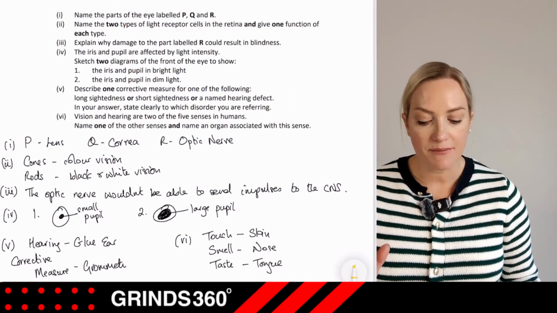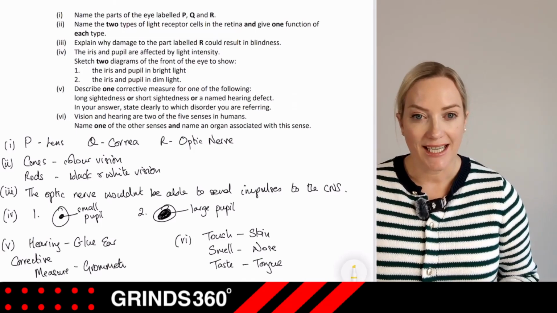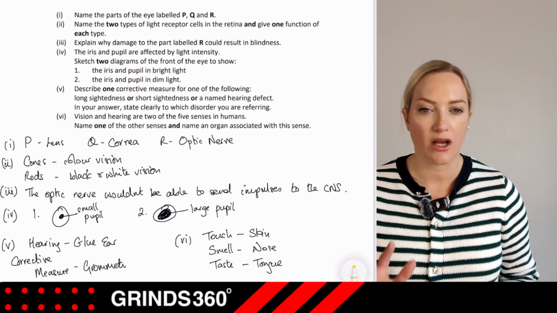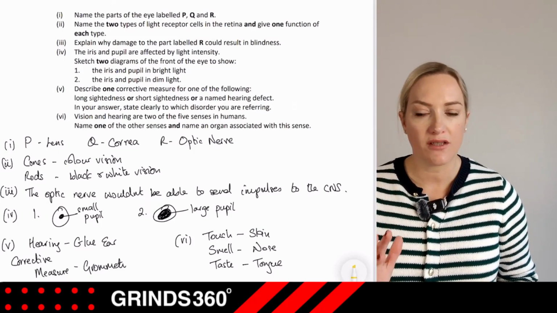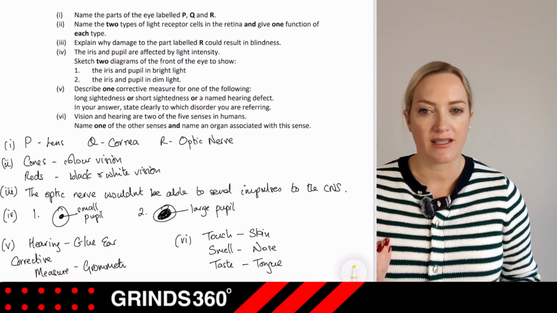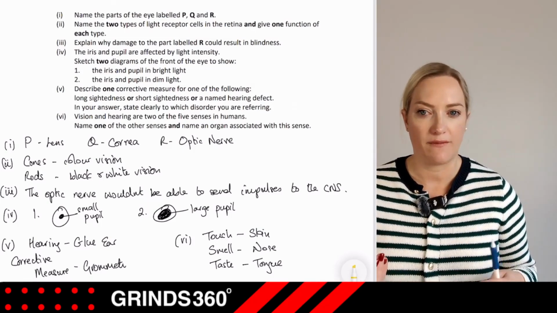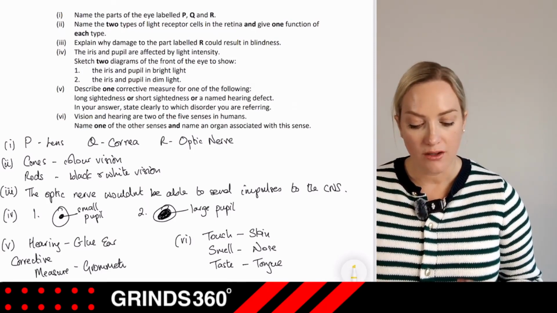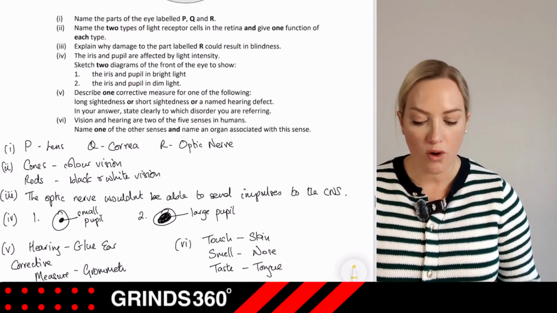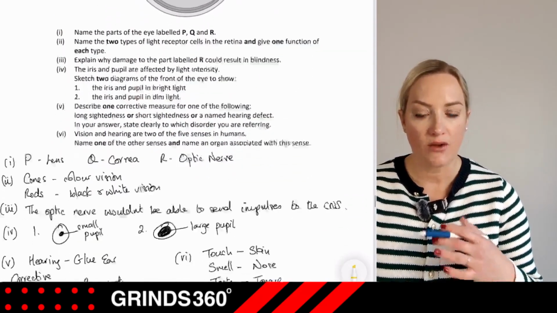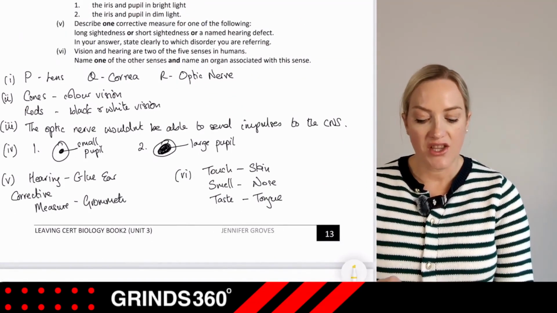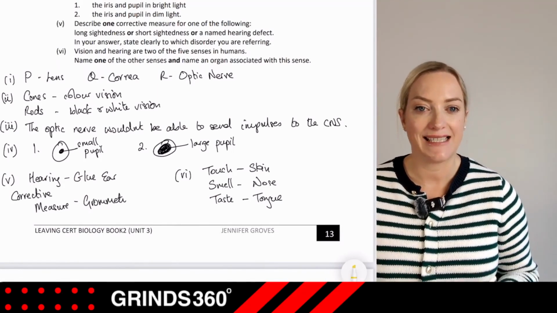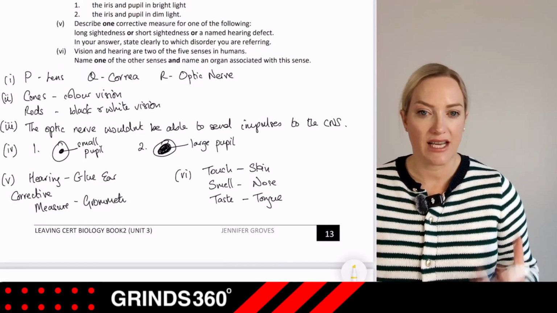Name the two light receptor cells in the retina and give one function of each type. The two light receptor cells are the cones and the rods. The function of the cones is colour vision, and the main function of the rods is black and white vision. Explain why damage to the part labelled R could result in blindness. R is your optic nerve. So how could damage to that result in blindness? If there's damage there, the optic nerve is not going to be able to send impulses towards our brain, towards our central nervous system.